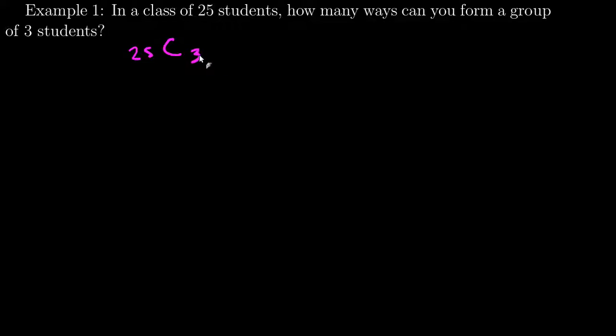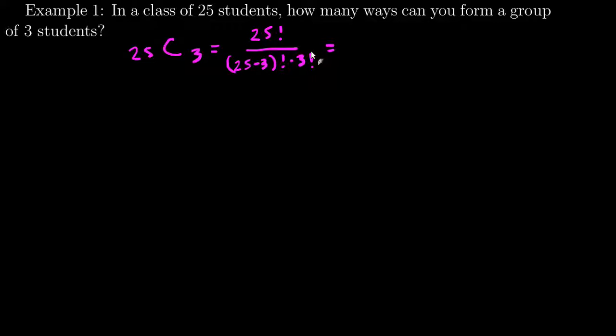That would be 25 divided by 3. This is saying I'm making a single group of 3. I want to see how many different ways that can be made. So let me figure out this value. So we know that's 25 factorial over 25 minus 3 factorial times 3 factorial. You could use the calculator.